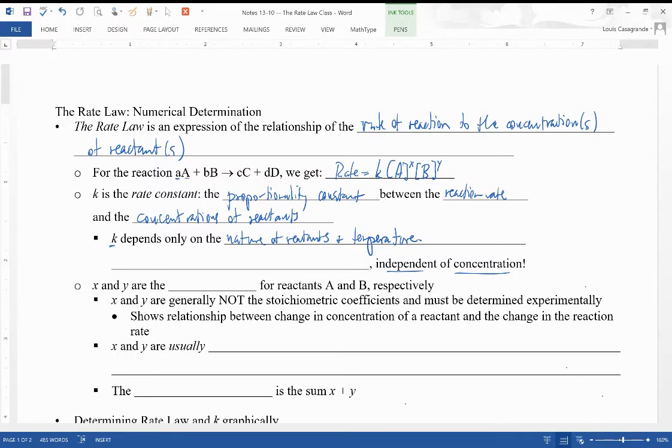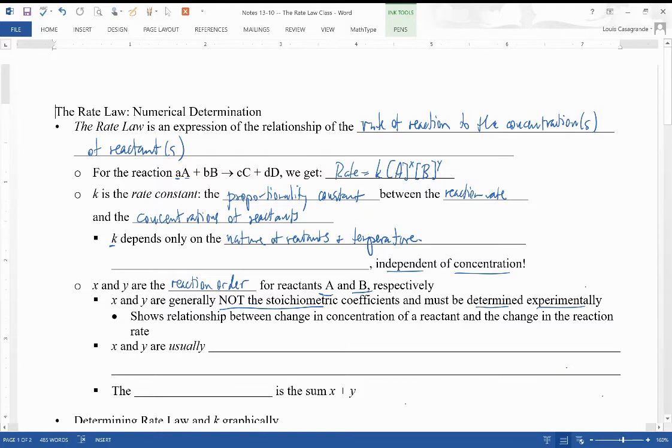The exponents x and y are called the reaction order for each of the reactants, respectively, A and B. Now, be careful, x and y are generally not the stoichiometric coefficients. So x is not going to be little a, y is not going to be little b. Not necessarily. It does happen sometimes, but if it does, it's a coincidence. Instead, what we're going to have to do is determine these exponents experimentally. And that's basically what we're going to be doing in our lab this week, next week as well.